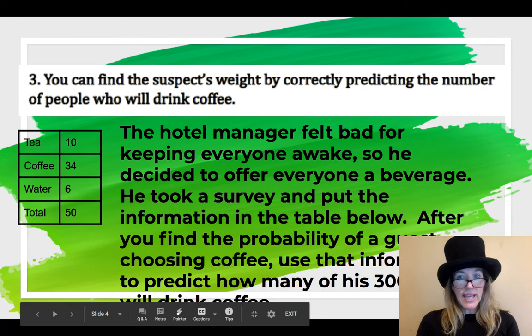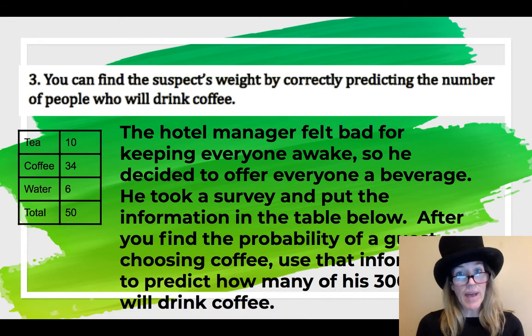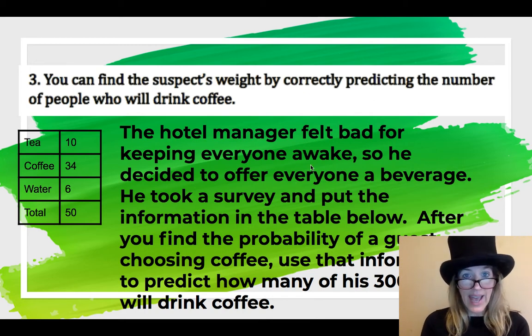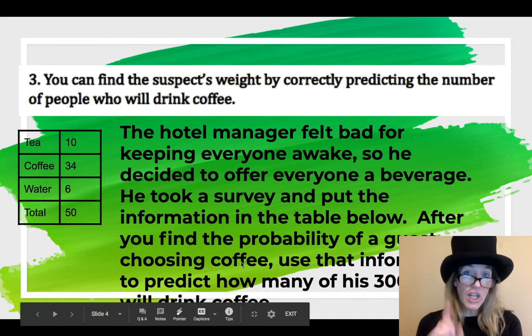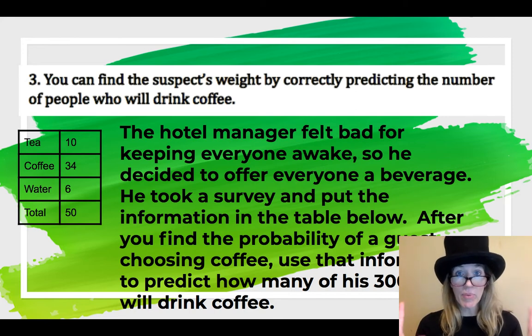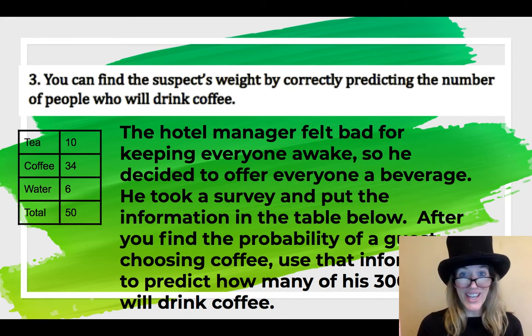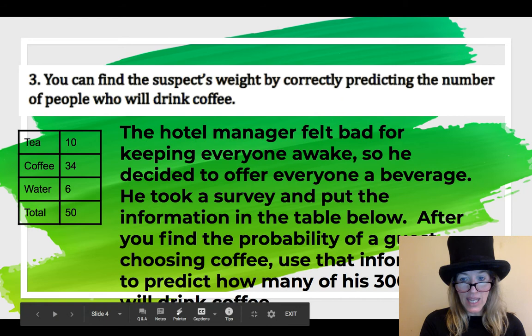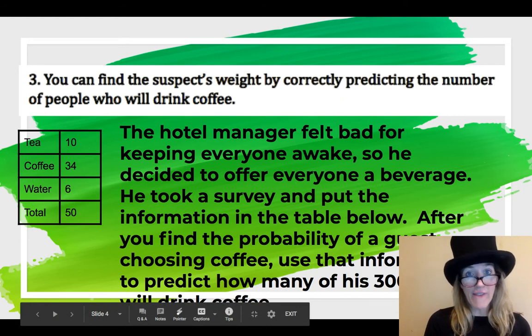Question number 3 is back when we were talking about predicting. And I think that was DD6 was where we practiced that. So it asks you to find the probability of a coffee drinker among the guests in this hotel. So you'll find the probability of that happening, and then you're going to use that probability to set up a proportion. Remember, we set up proportions. If you forgot, you can rewatch that video, and you're going to solve the proportion and find out how many of the 300 guests would prefer coffee.